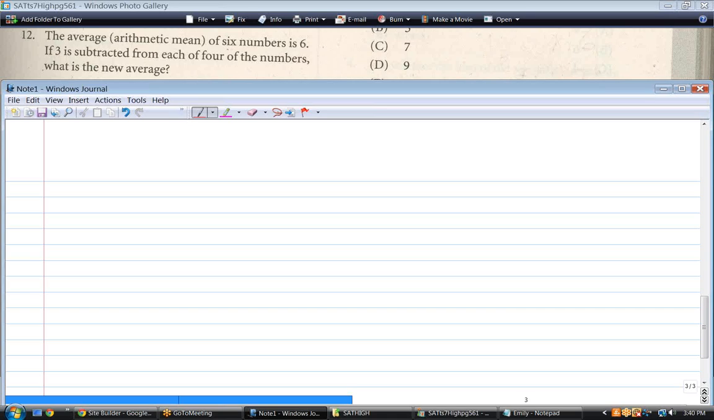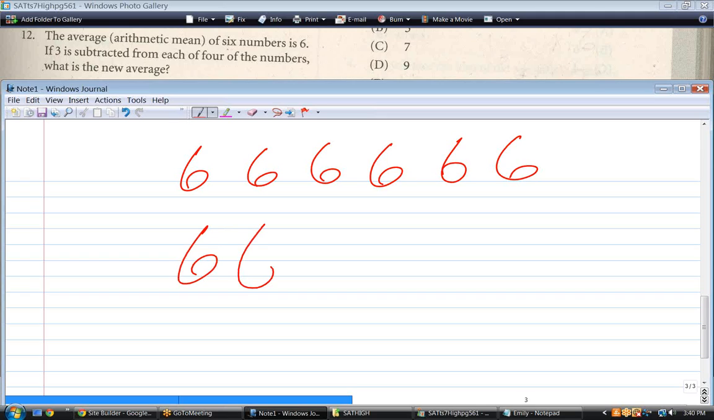Okay. Divided by 6. So you're saying start with 6 sixes. Yeah. I like that idea. That's clever. And then if 3 is subtracted from 4 of them, then you'd have this. And that adds up to 24 divided by 6 is 4. Good.